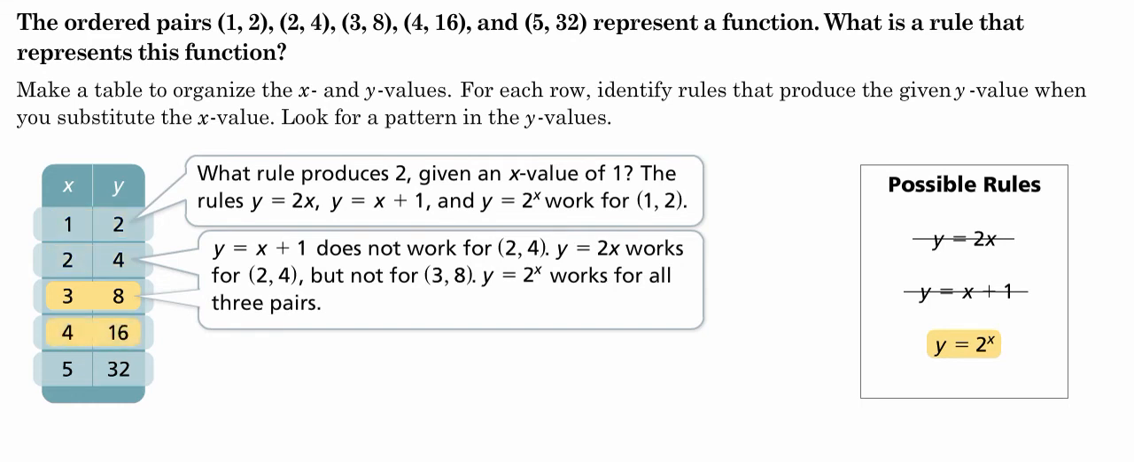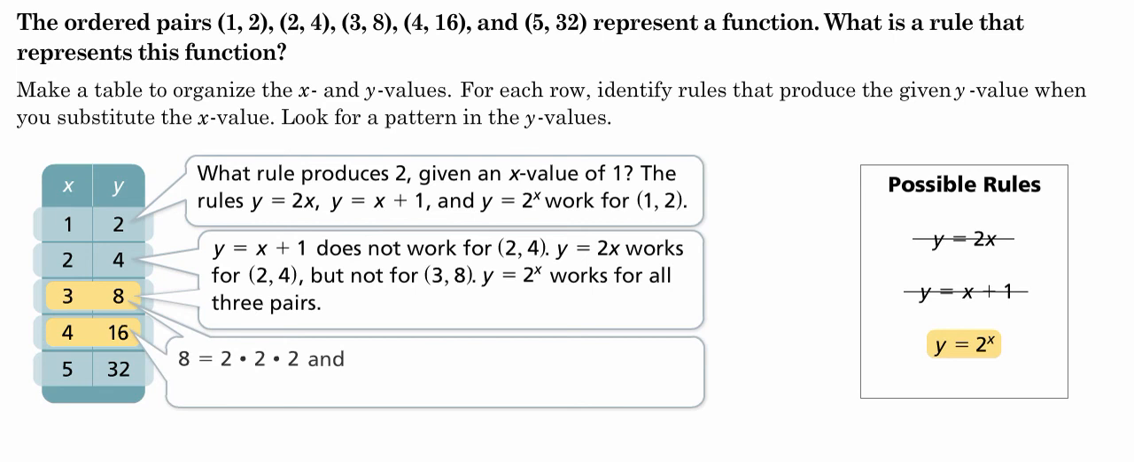Test this rule in a few rows. 8 equals 2 times 2 times 2, which is 2 times itself 3 times. And 16 equals 2 times 2 times 2 times 2, which is 2 times itself 4 times.